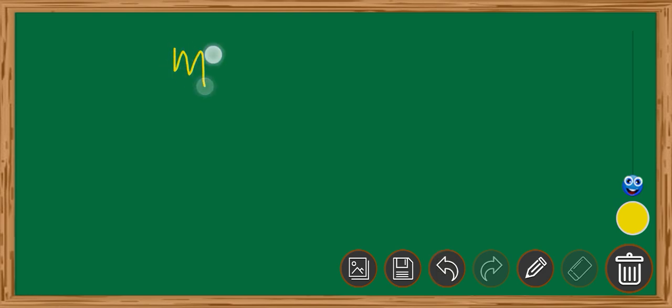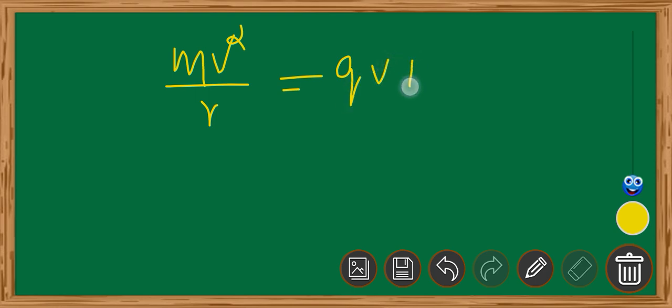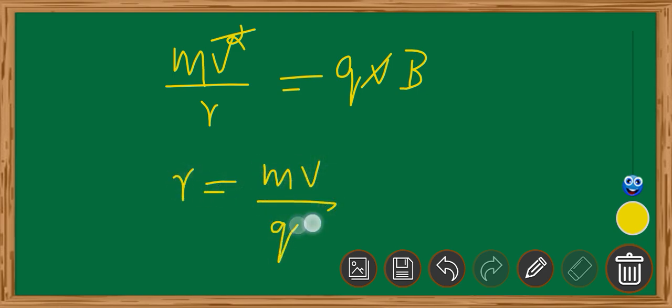So mv square by r is equal to qvb. Here we can cancel one v. So what remains? mv by r equal to qB. That is, r equal to mv by qB.